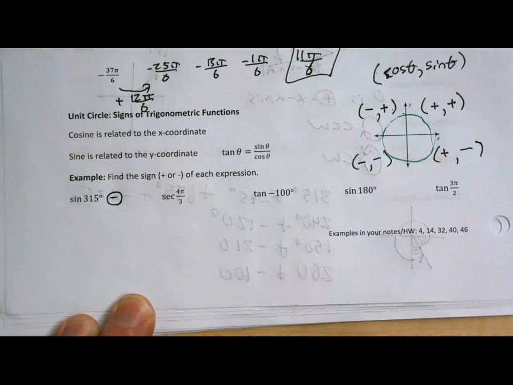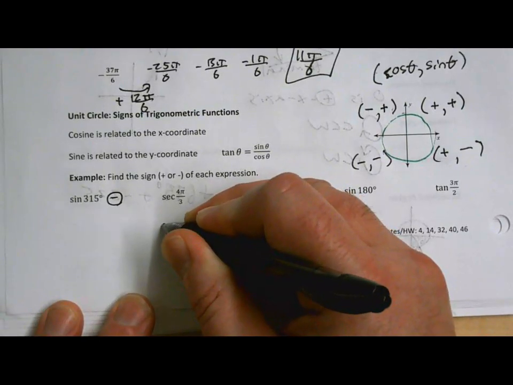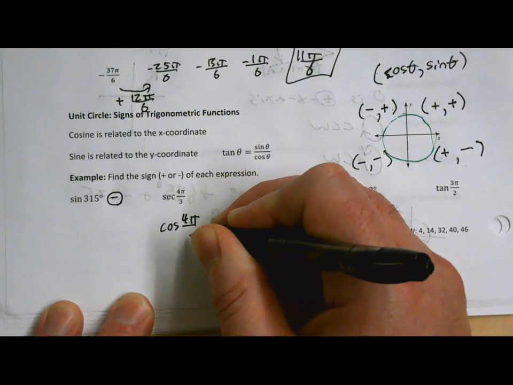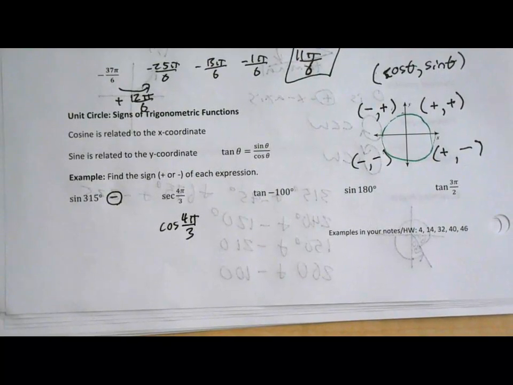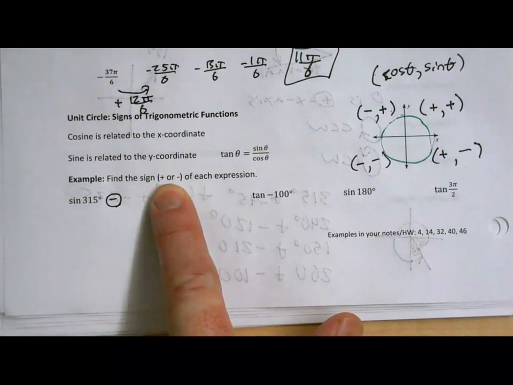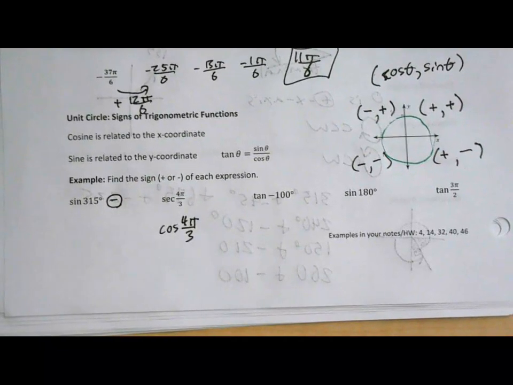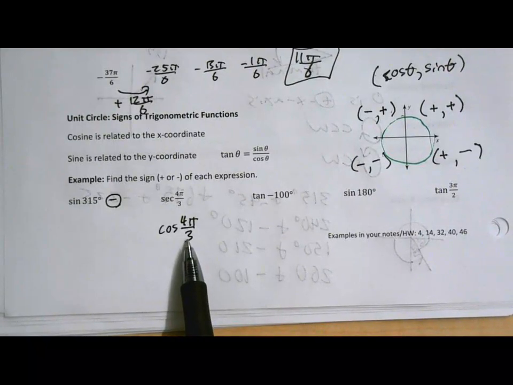All right. Secant of 4 pi over 3, why don't we think of its partner? Secant goes with cosine. The reciprocal functions, secant, cosecant, and cotangent, will match the same sign as their partners. So if cosine's positive, then secant's positive too. If one of them's negative, then the other one's automatically negative, okay?